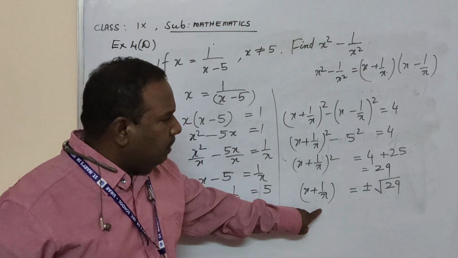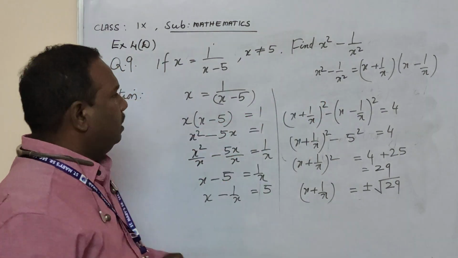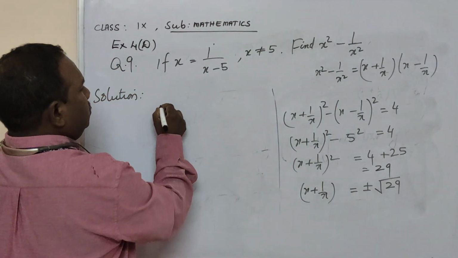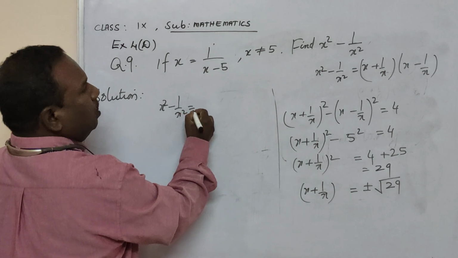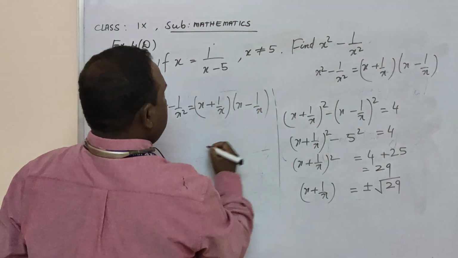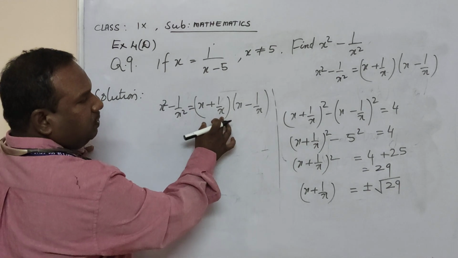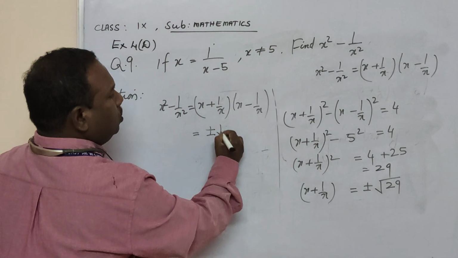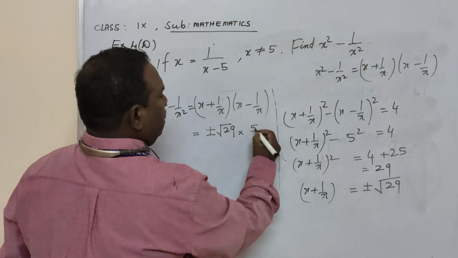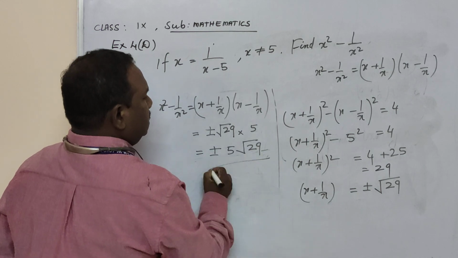Now let us substitute these two values, the value of x plus 1 by x and the value of x minus 1 by x, in this part. That is, x square minus 1 by x square is equal to x plus 1 by x into x minus 1 by x. After substituting these values, we have plus or minus root 29 into 5. So this becomes plus or minus 5 root 29, which is the answer of this question.